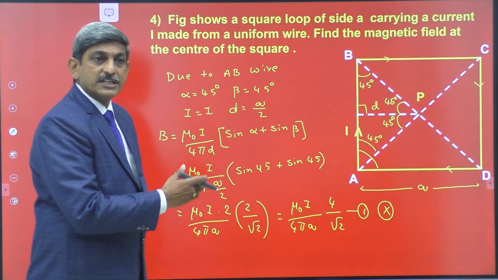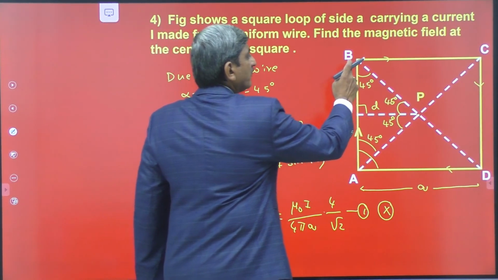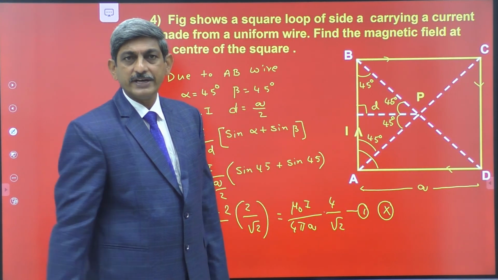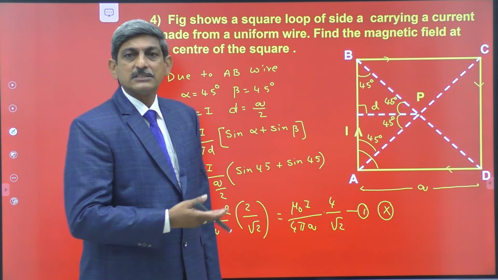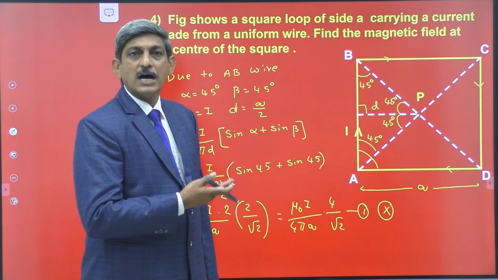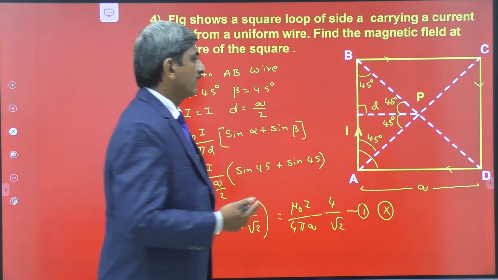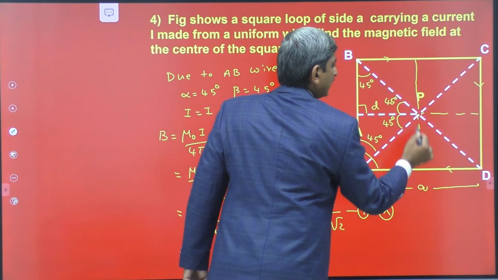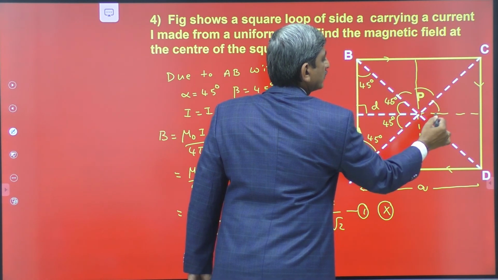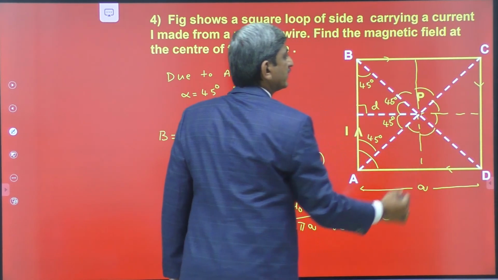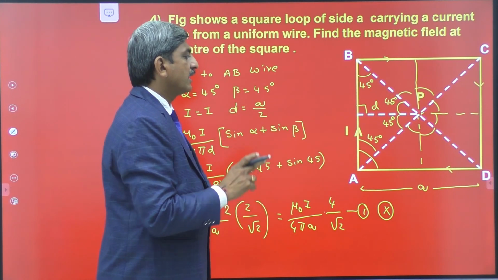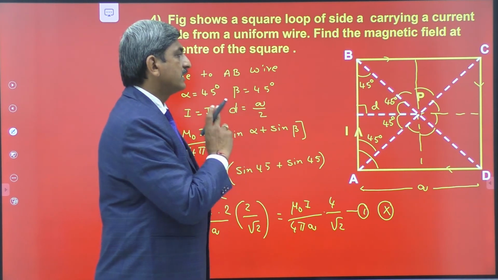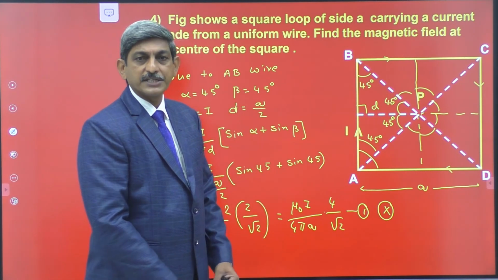By using this similar procedure, I am going to determine the magnetic field produced by the BC wire, CD wire and DA wire. Is there any similarity between the wires? Yes. All are nothing but the sides of the same square, so all sides have equal lengths. The perpendicular distance is the same from each wire and the subtended angles are also the same. Each angle is equal to 45 degrees. That's why the BC wire, CD wire and DA wire all produce the same strength of magnetic field at the center point.